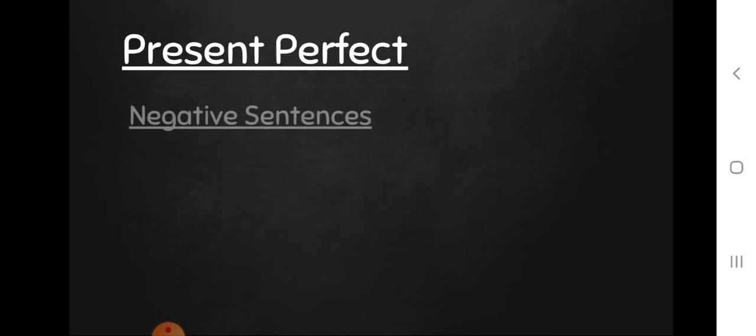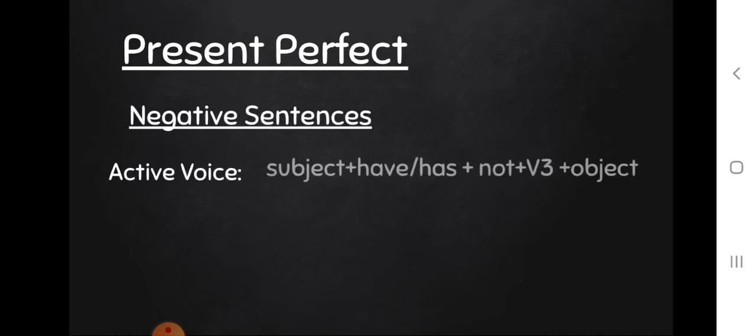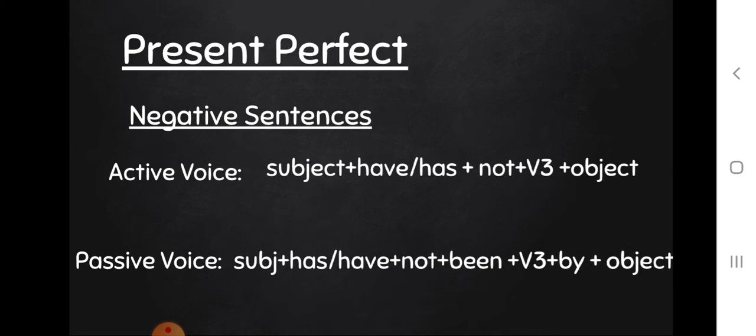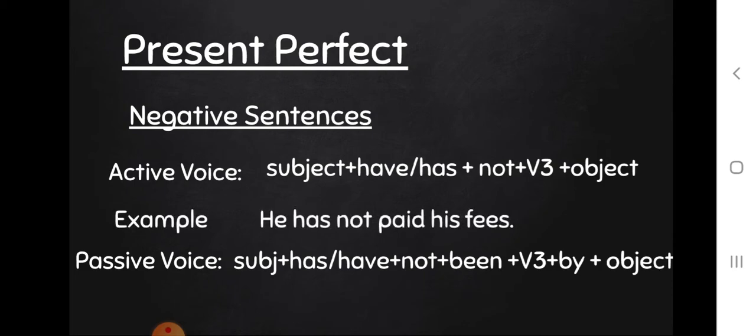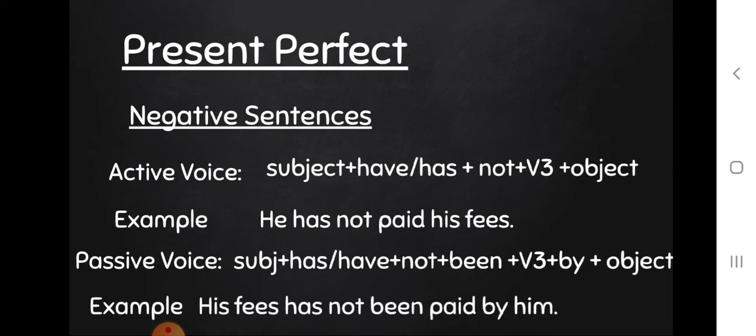Now we have present perfect negative sentences. Active voice, subject plus has, have plus not plus the third form of the verb plus object. The passive will be subject plus has or have plus not plus been plus the third form of the verb followed by by plus object. Example, he has not paid his fees. Passive will be his fees has not been paid by him.